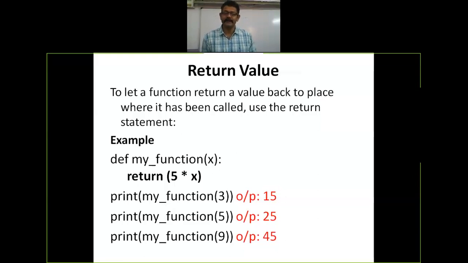That is 15. In the second statement, again we are calling this function, my_function, passing 5 as the value. Then it will compute 5 into 5 and return 25. The output would be 25. Same for the next example: my_function with value 9, then it will return 5 into 9, that is 45. So we will print that, and the output would be 45.